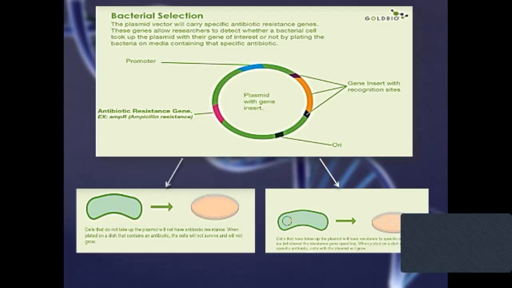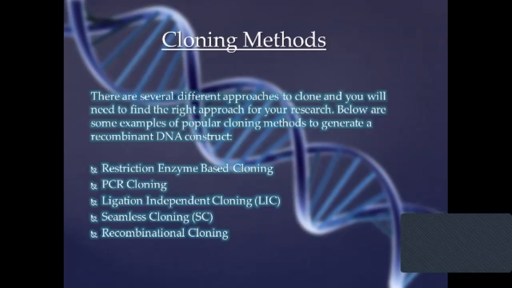When placed on the dish with that specific antibiotics, the cell with the plasmid will grow. Now, cloning methods. There are several different approaches to clone and you will need to find the right approach for your research. Below are some of the popular cloning methods that generate a recombinant DNA construct. First being restriction enzyme based cloning, second PCR cloning, third ligation independent cloning, seamless cloning and recombinant cloning.